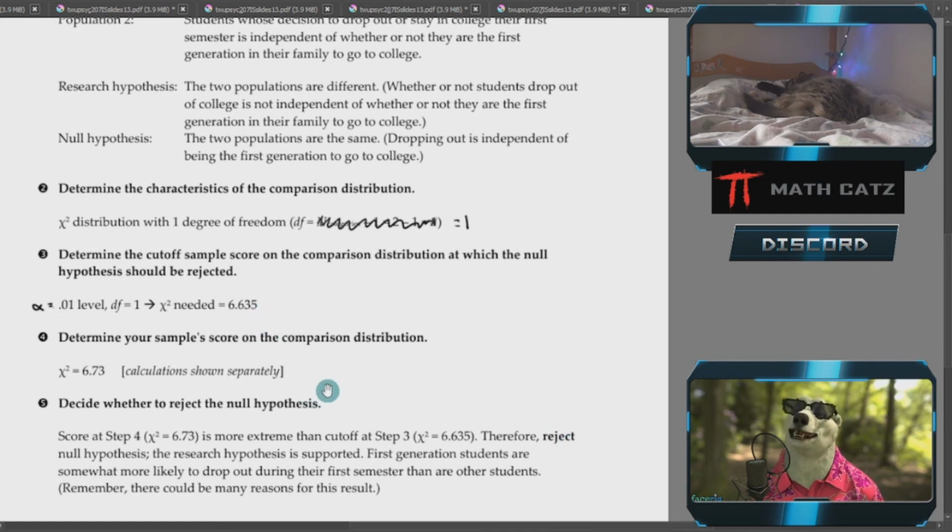The evidence is strong enough at a 1% significance level, at a 99% confidence level, that these two variables are not independent of each other. I reject the null hypothesis. The null hypothesis says they're independent of each other. Our evidence says no. Those gaps between observed and expected are just a little too big to be random coincidence. First generation students are somewhat more likely to drop out during their first semester than other students.